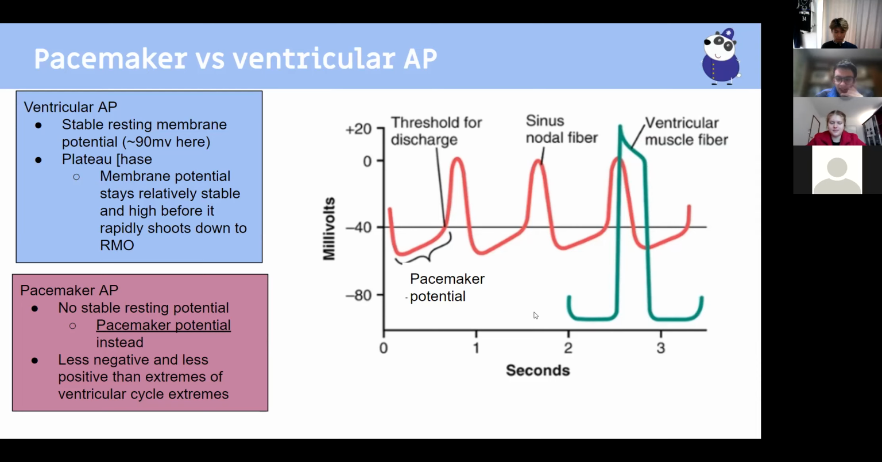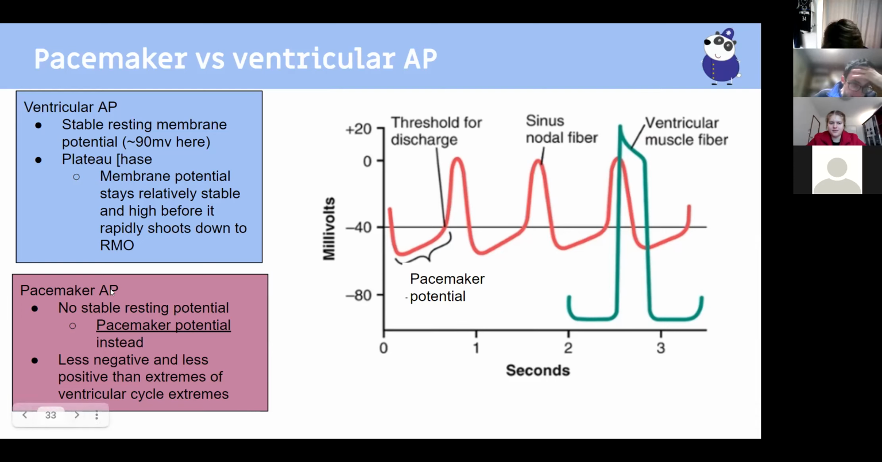You can see that the ventricular muscle gets more negative and more positive than the sinus nodal fibers. Its peaks are also quicker. You can see the gradient is more steep. It has a large gradient, so it's quicker. There's depolarization over time.